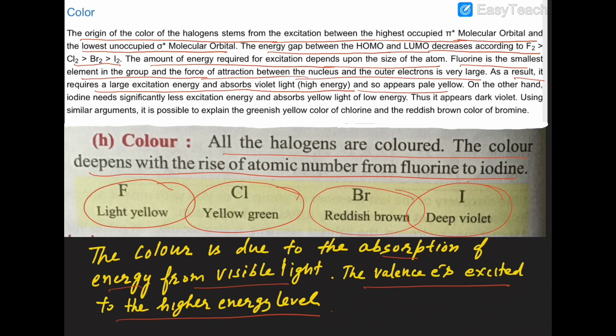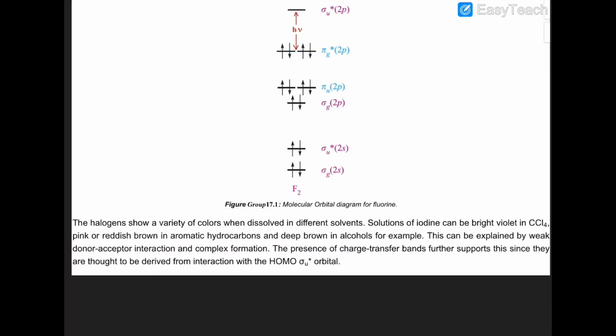So it appears pale yellow. On the other hand, iodine needs very little energy and absorbs yellow light. So it gives the complementary reddish brown color. You can see that here one of the electrons goes from this orbital to this orbital. So this highest occupied molecular orbital goes toward the lowest unoccupied molecular orbital. That is called HOMO-LUMO. Okay?